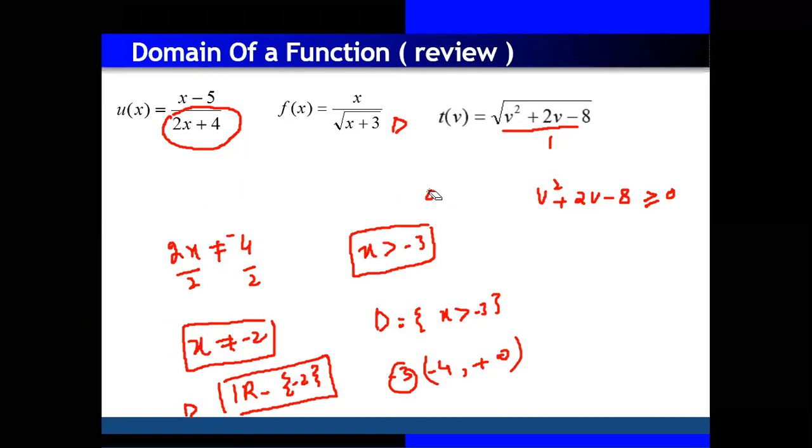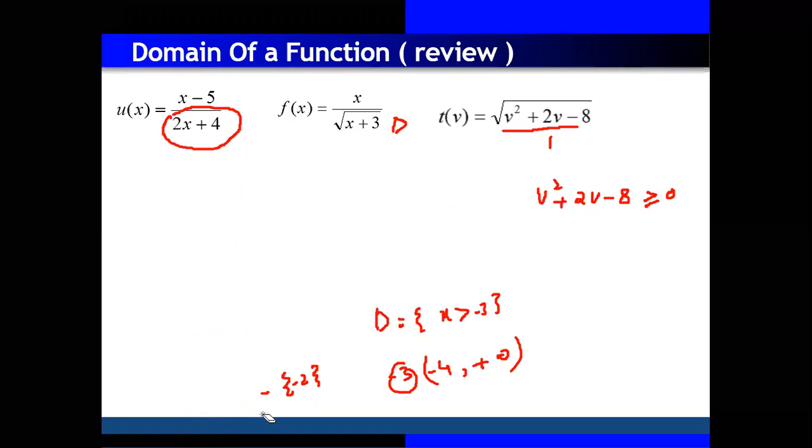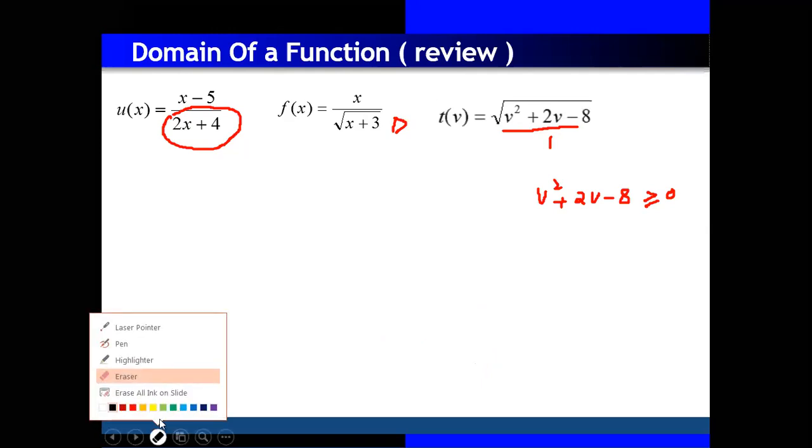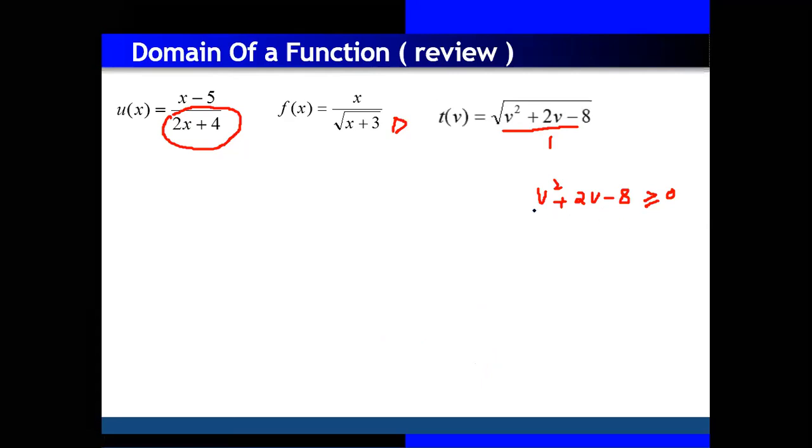So what is the method of factorization? You know that we multiply a with c, then b. So let's take the first one, v square. This one is a, 2v is b, and minus 8 is c. The rule is a multiplied with c. When a is multiplied with c, this one is minus 8v square. What is b? b is equal to plus 2.